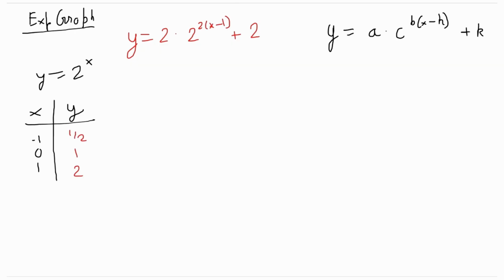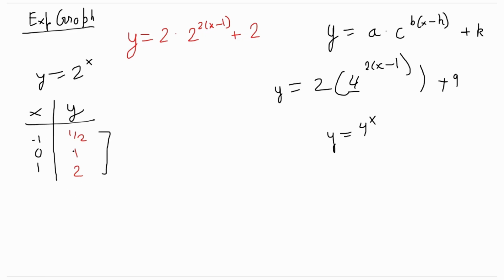And with that new equation, you find its parent function, which is whatever the base is. So if it was y equals something something something 3 to the x, like for this equation, 2 times 4 to the power of 2x minus 1, plus 9. For this equation, the parent function will be 4 to the power of x. So we take that and remember our three key points: negative 1, 1/4; 0, 1; 1, 4.